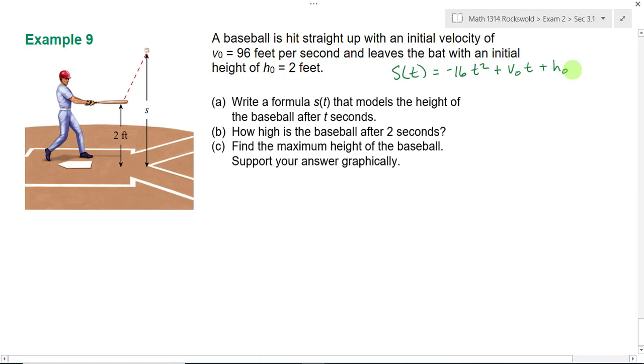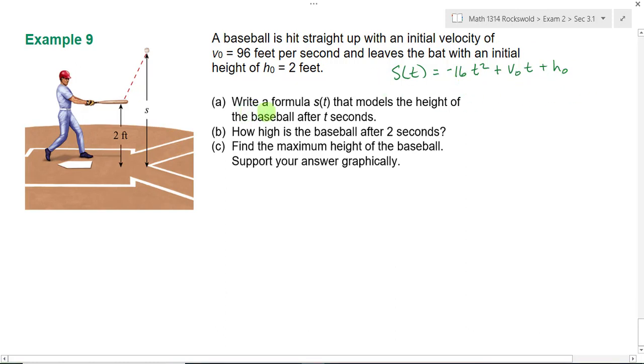It's an old-fashioned term. This 16 has to do with the fact that the acceleration due to gravity is negative 32 feet per second squared. If we were working in meters instead of feet, I think this is 4.9 here instead of 16. But this is something that you should know.